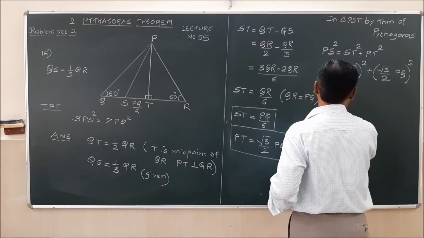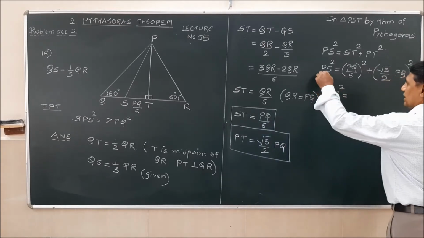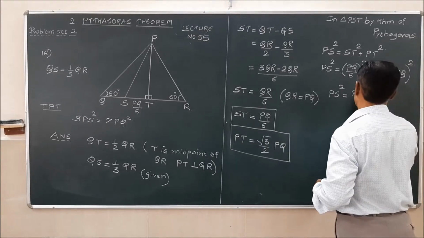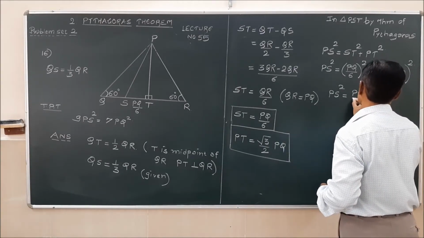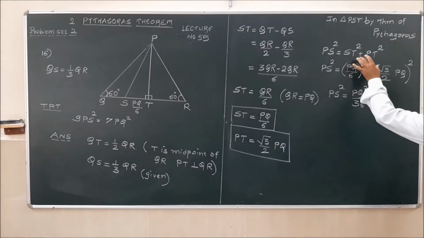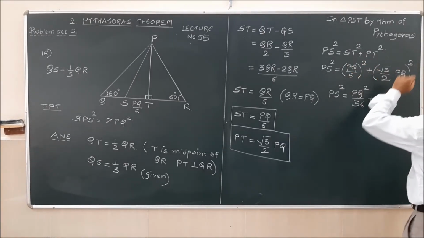Please do the calculations carefully. PS square is equal to PQ square upon 36 plus PQ square upon 36 plus root 3 square is 3.